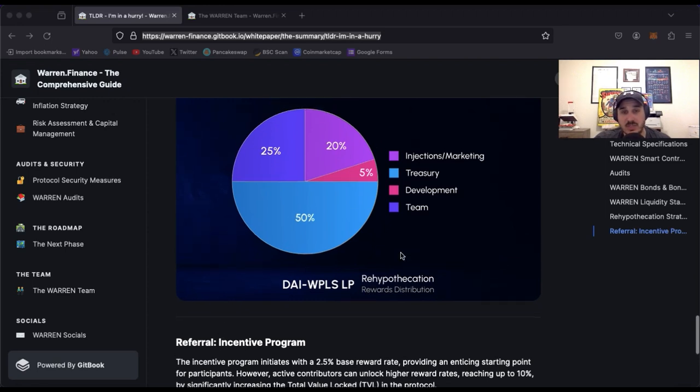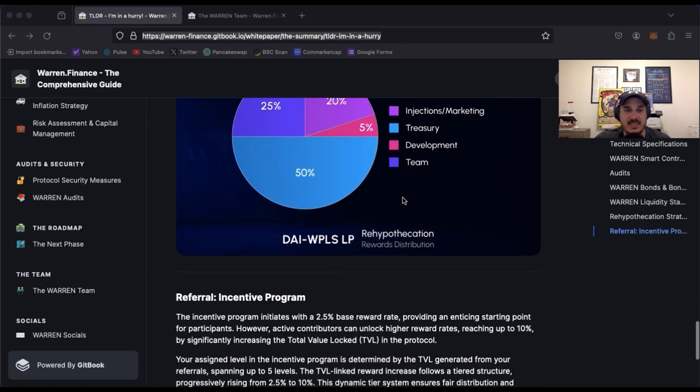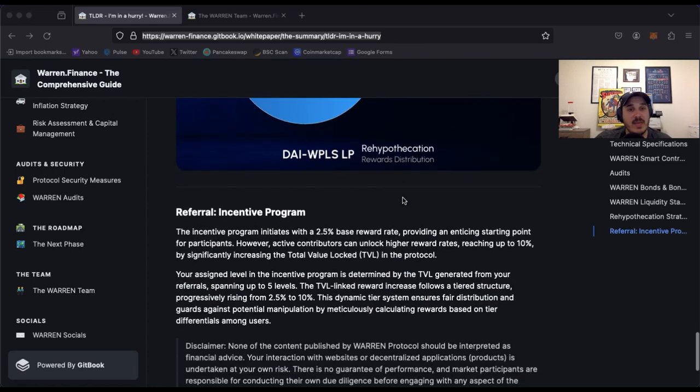Now, the rewards distribution: 20% is going into injections and marketing, 50% to treasury, 5% to development, and 25% to team. Now, the referral program. The incentive program initiates with a 2.5% base reward rate, providing an enticing starting point for participants.